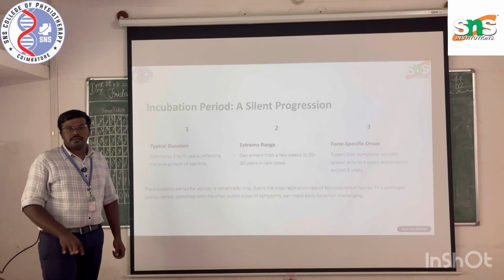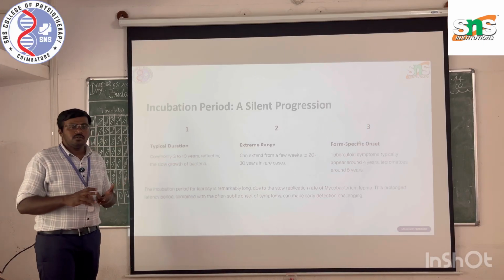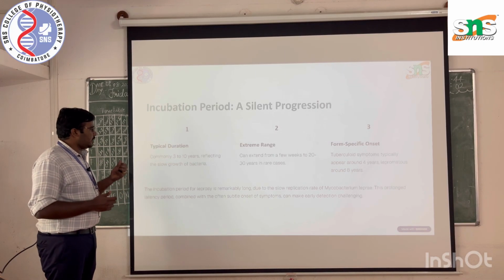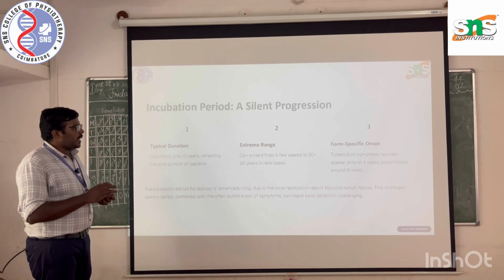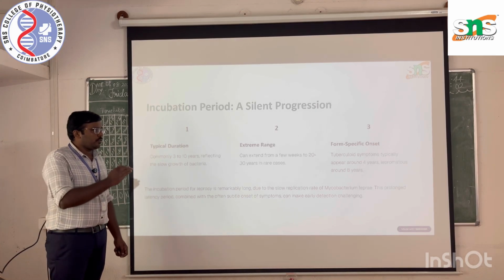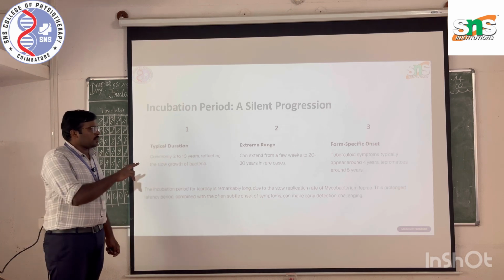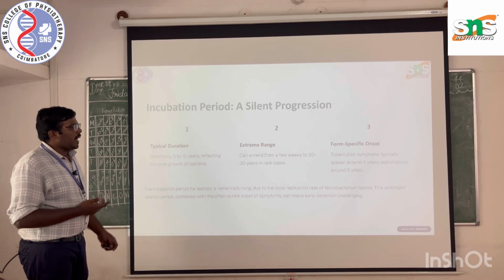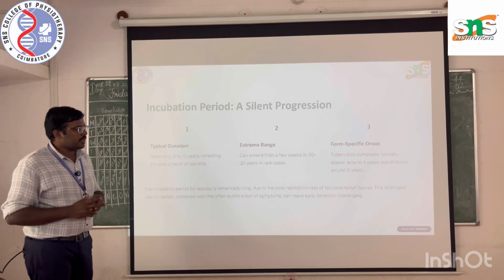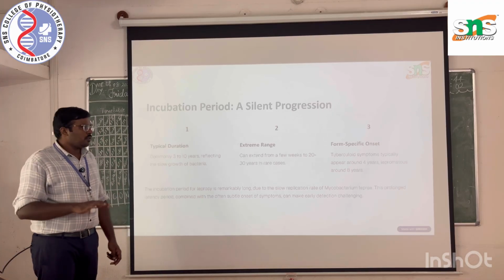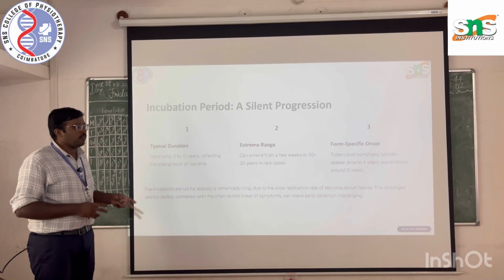Now the incubation period for leprosy. The typical duration is mostly 3 to 10 years, because of the slow growth of the bacteria, with an extreme range from a few weeks to 20 to 30 years. These extreme cases are rarely seen. Form-specific onset: tuberculoid symptoms typically appear in about 4 years, and lepromatous around 8 years.